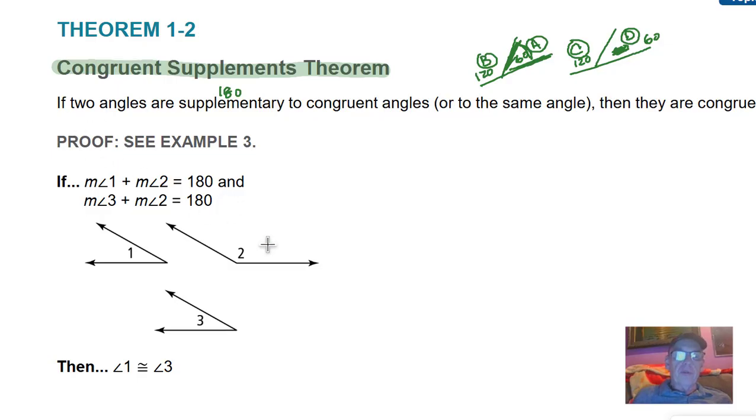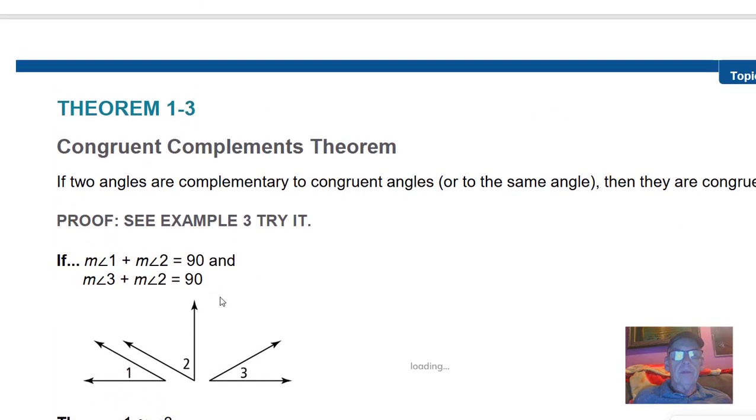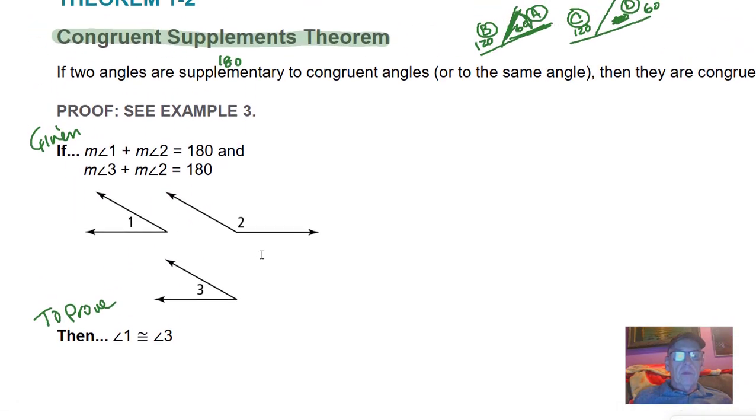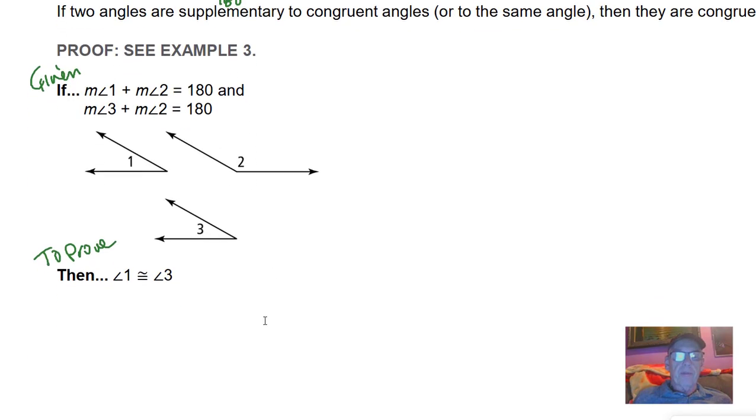So that's pretty much what this proof is about. So here's our given information. If the measure of angle 1 and angle 2 is 180, and the measure of angle 3 and angle 2 is also 180, we need to prove that angle 1 is congruent to angle 3. This is our to prove. Okay, let's move on. So example 3, we'll prove this in example 3.